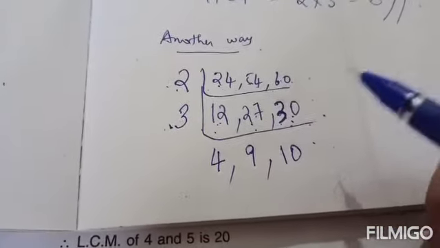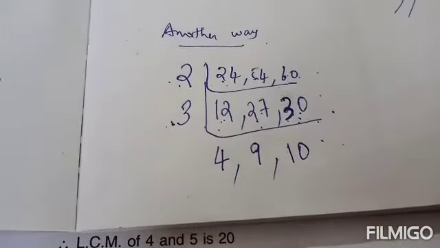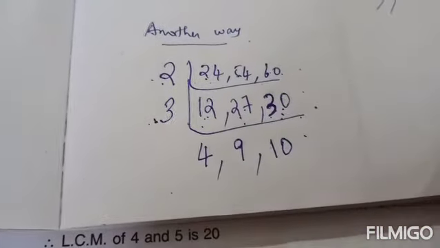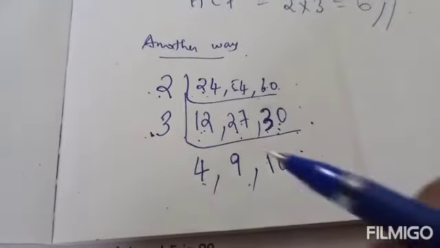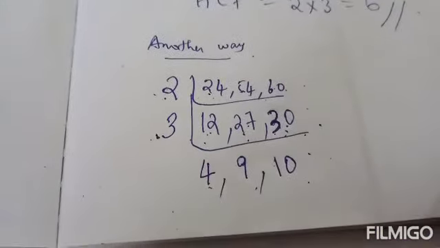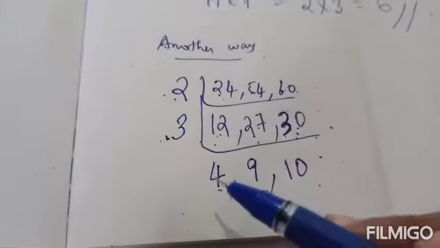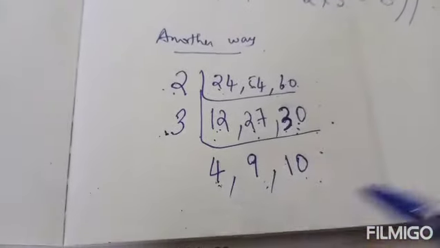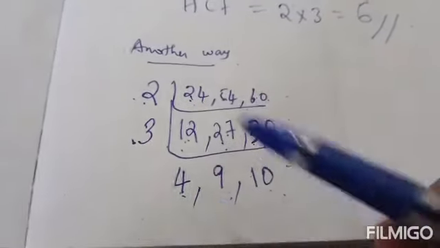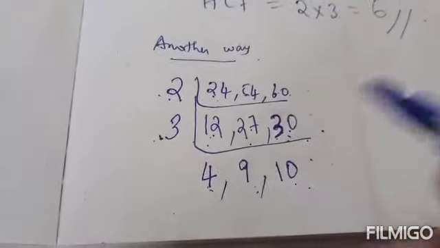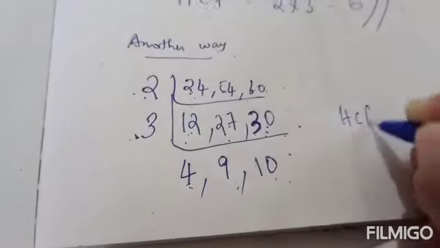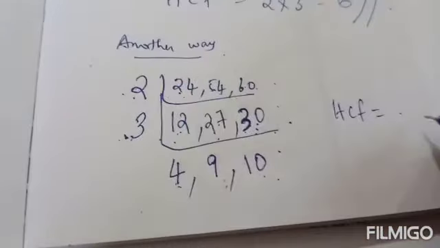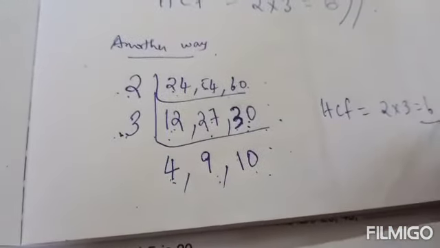Okay. Now you can't find a prime number with which you can divide 4, 9 and 10. If you can find a prime number with which you can divide these three numbers, then only you can divide. But there is no such prime number, so you can stop here. So what will be HCF? HCF will be 2 into 3, that is 6.